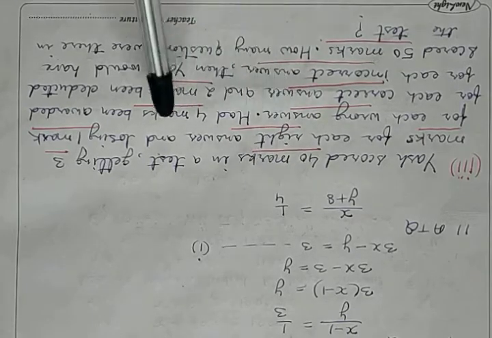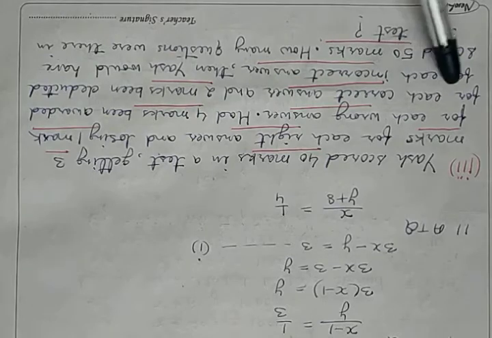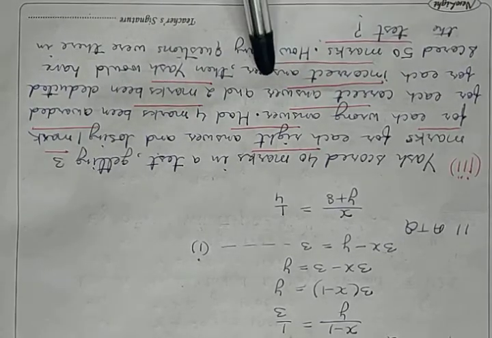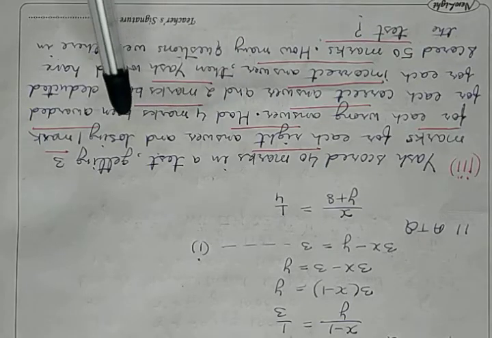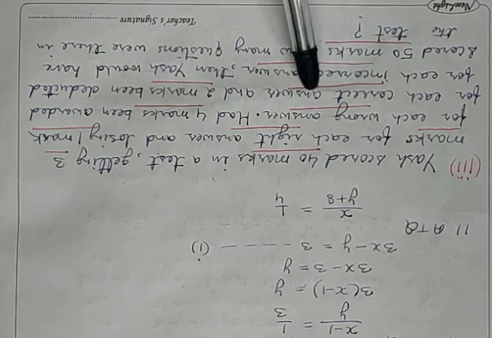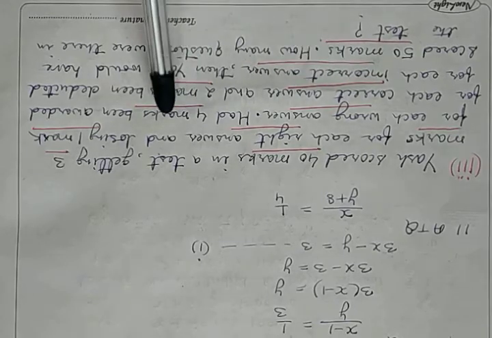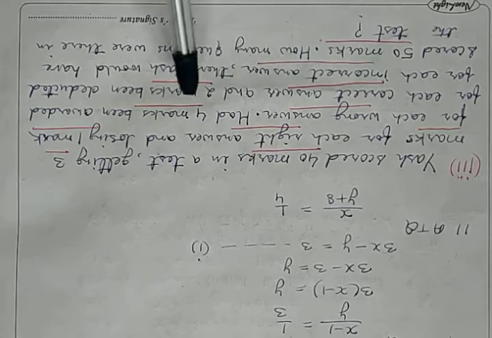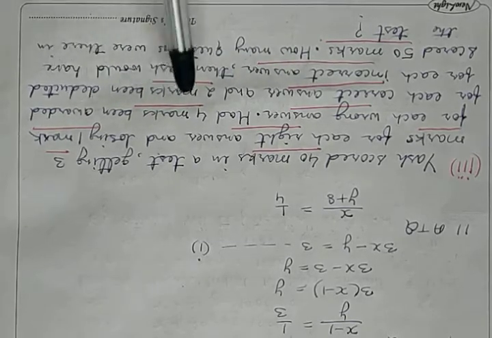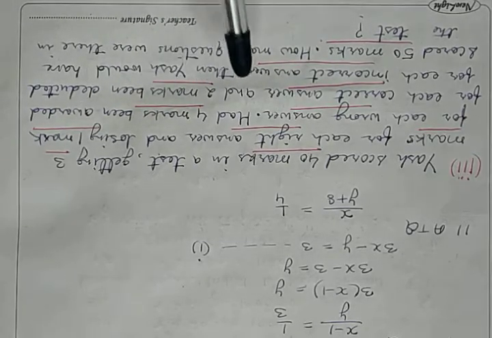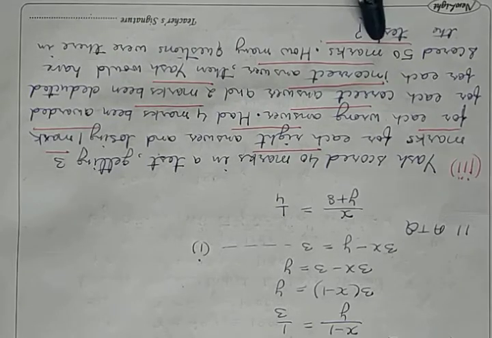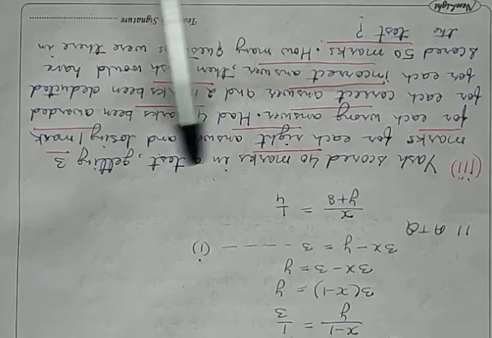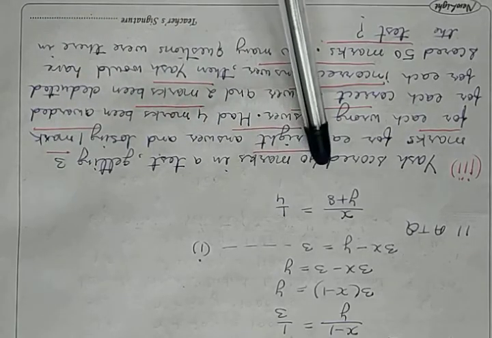In another case, had 4 marks been awarded for each correct answer and 2 marks been deducted for each incorrect answer, then Yash would have scored 50 marks. Now in the second case, if you give the correct answer, you will get 4 marks, and if you give the incorrect answer, you will lose 2 marks. In this case, he scored 50 marks. In the first case, he scored 40 marks.